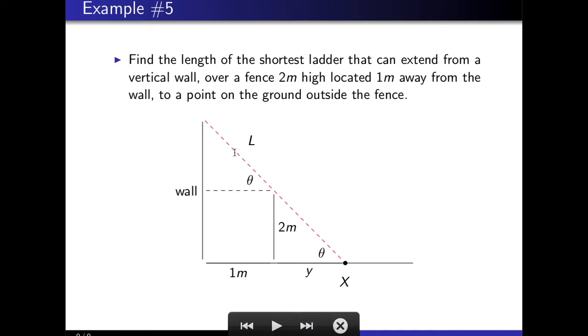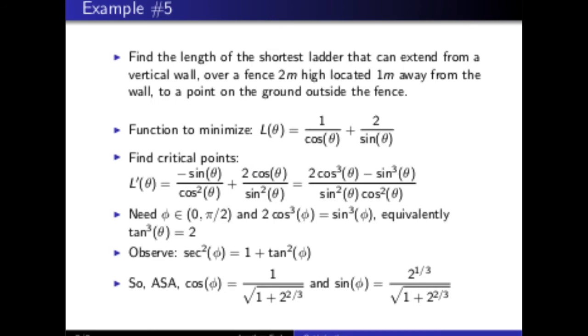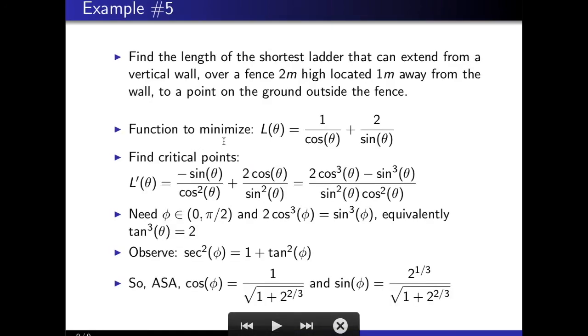And then for the top half of the ladder, we can use the cosine. So we have the adjacent side will be 1 meter. We'll get the top half of the length of the ladder will be 1 over the cosine of theta. So just following from some basic uses of sine and cosine. Okay, so what this tells us is that the length of the ladder we can write as 1 over the cosine of theta plus 2 over the sine of theta, as we just said.